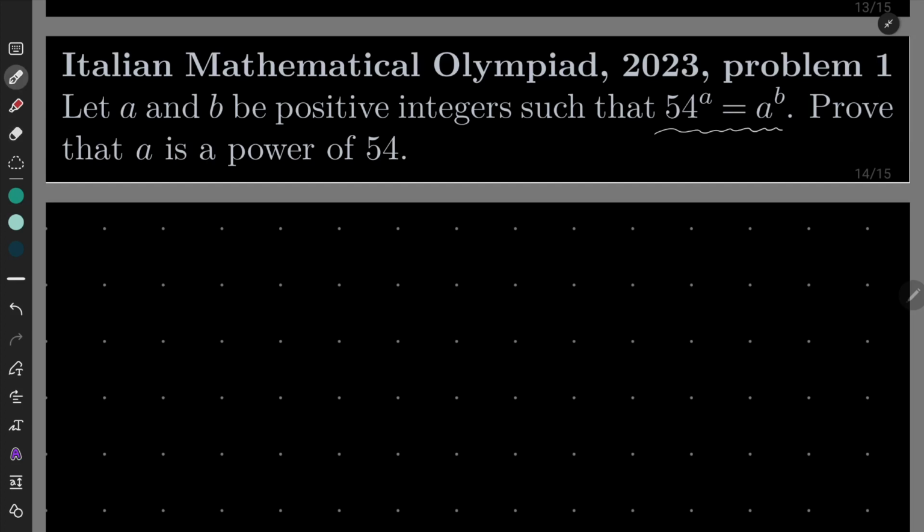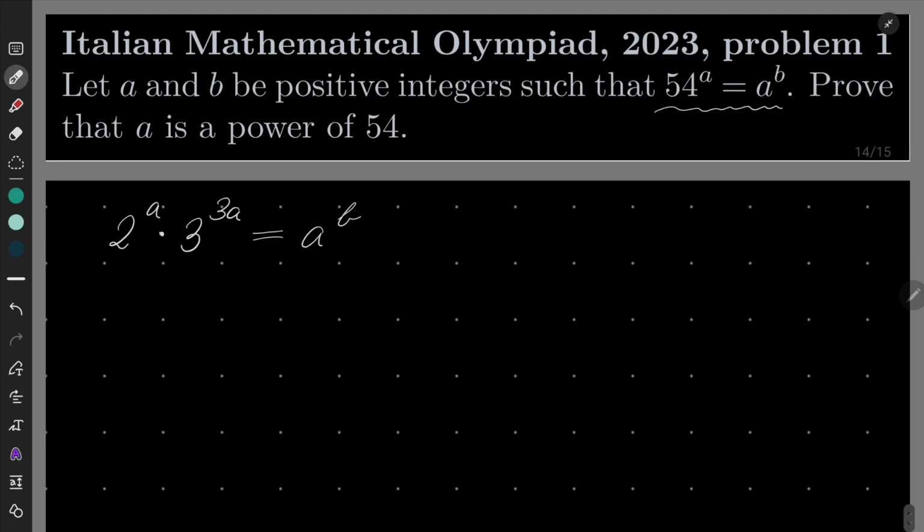First of all, let's notice the following. 54 is 2 times 27. So we have the following: 2 to the power of a times 3 to the power 3a, because it's 27 to the power of a, equals a to the power of b. And that means that in our prime decomposition of number a, the only primes that can divide a are 2 and 3, because on the left-hand side we have a product of powers of 2 and 3.